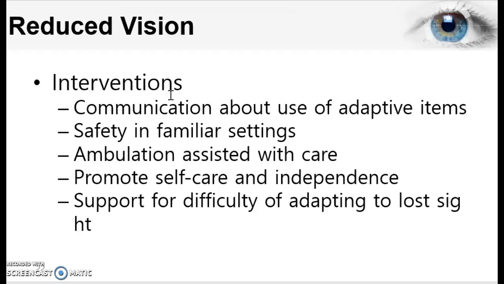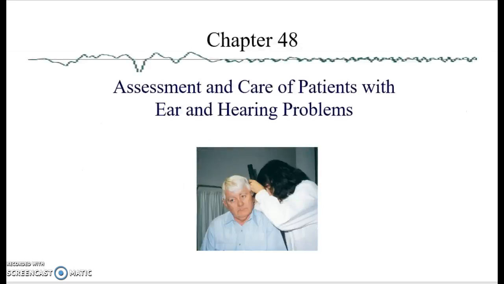And then often they may need psychosocial support for adapting to lost sight. There are a lot of agencies out there that do provide support for vision loss, and other teaching that does help people find different ways of dealing with that. Now I'm going to move on to chapter 48.